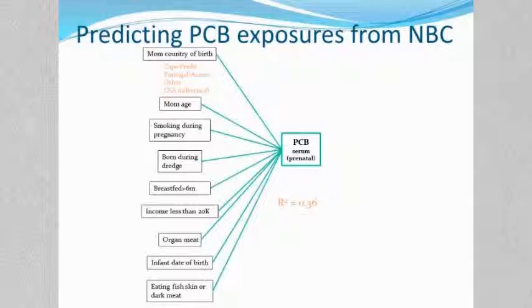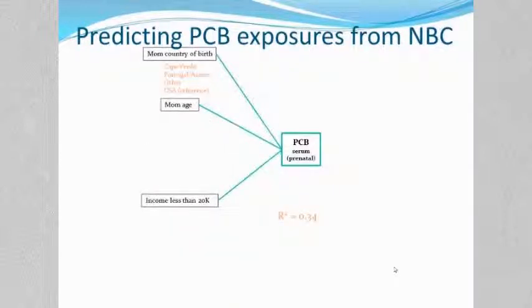So we could use the New Bedford cohort to understand these risk factors, but you can't generalize this to the general public. So you could then build a model that throws out everything that is not available from the census or from public data, and you're left with mom's country of birth, age, and income. And you can see the R-squared there only goes down a small amount from 0.36 to 0.34.